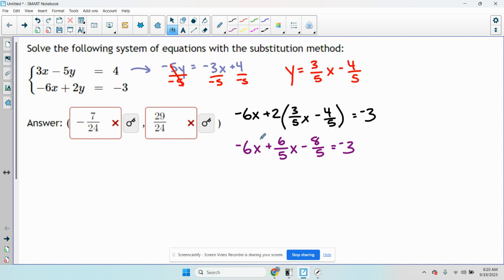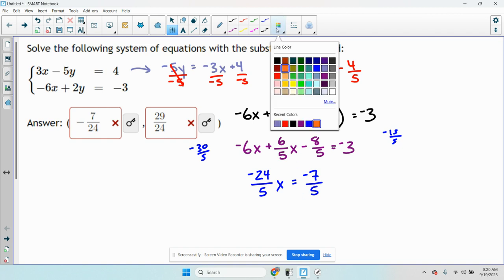Combining x terms, negative 6 plus 6/5. Well, negative 6 in terms of fifths is negative 30/5. So negative 30/5 plus 6/5 is negative 24/5. I'm going to add 8/5 to both sides. So I get negative 3 plus 8/5. Negative 3 is negative 15/5. Plus 8/5 is negative 7/5.